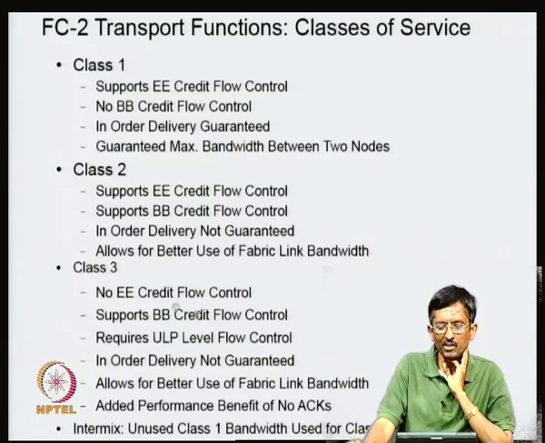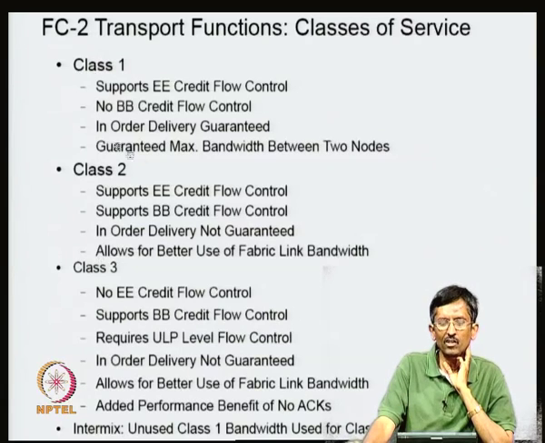Whereas the one which is common, as I mentioned, is this one, class 3. There is no end to end credit flow control. There is only flow control from one Fibre Channel device to another. That's it. Its upper level protocols have to take care of the actual flow control end to end. In addition, no in order delivery is guaranteed. So, that's something you also have to worry about. Basically, the reason why people typically use class 3 for storage systems in Fibre Channel is because it allows better use of fabric and bandwidth, because you do not have to do any hacking, etc.